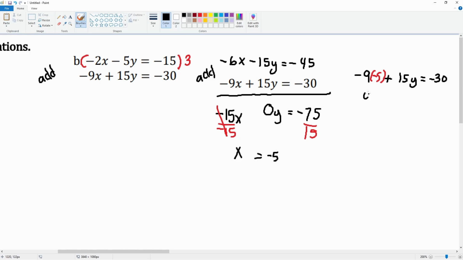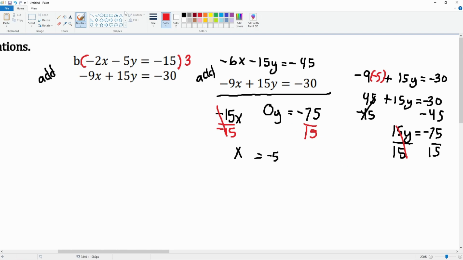I can now simplify. Negative 5 times negative 9 is a positive 45. Bring everything else down because nothing else has changed. I have the 45, so I'm going to subtract 45 from both sides. Now we get 15y is equal to negative 75. I can now divide by 15 on both sides to get the y alone. Now I get negative 75 divided by 15, which gets me the value of negative 5. All right, so my solution here, the value of x comma y, would be negative 5 comma negative 5.